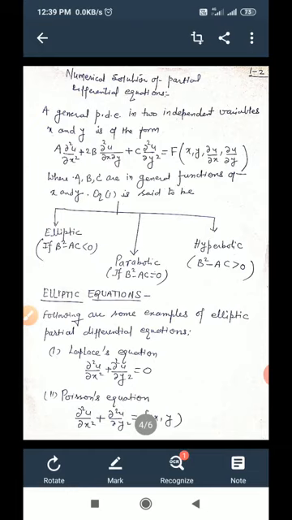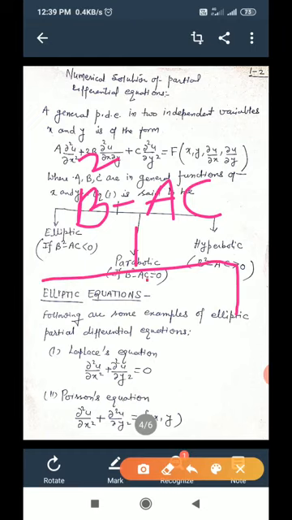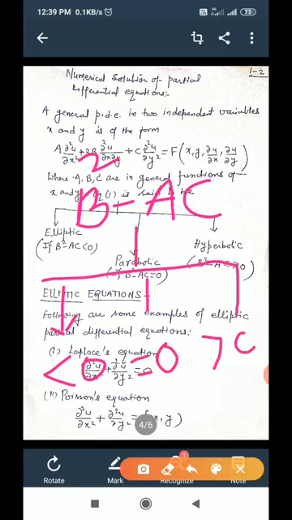So in this equation, if we calculate b² − ac, then there are three conditions. This b² − ac is less than 0, this term b² − ac is equal to 0, and b² − ac is greater than 0.